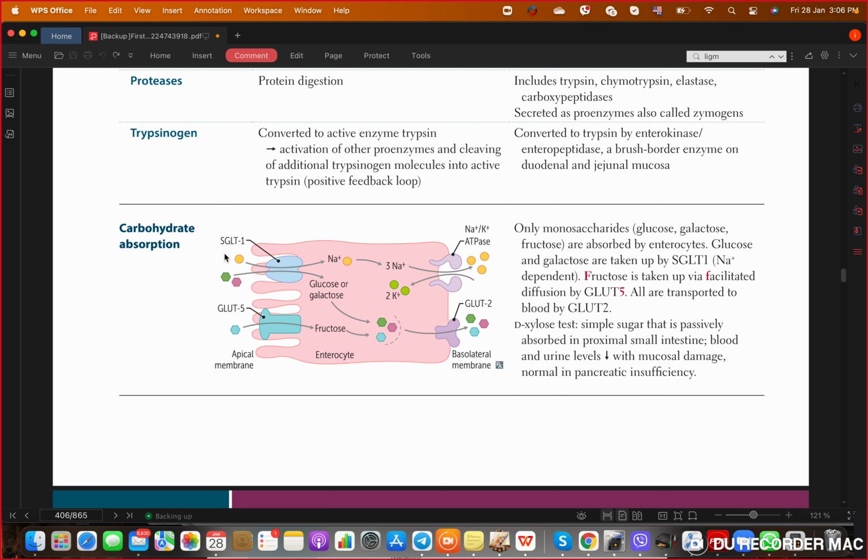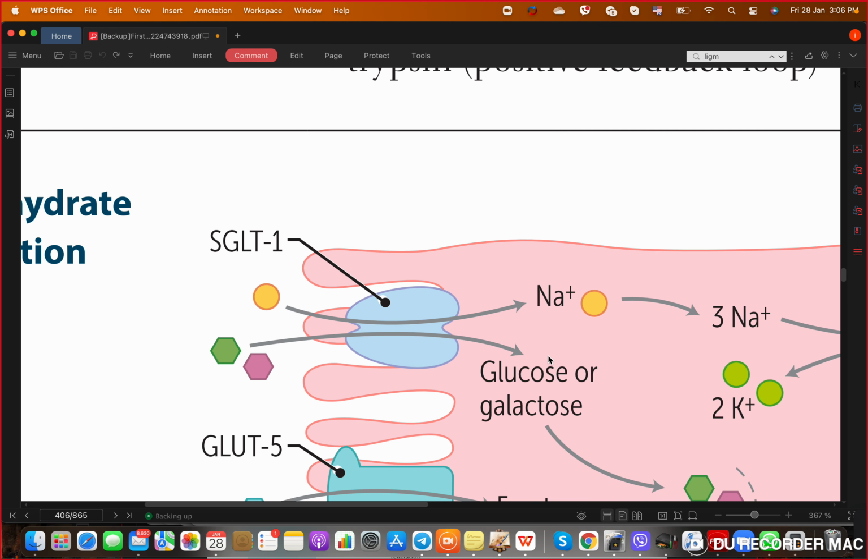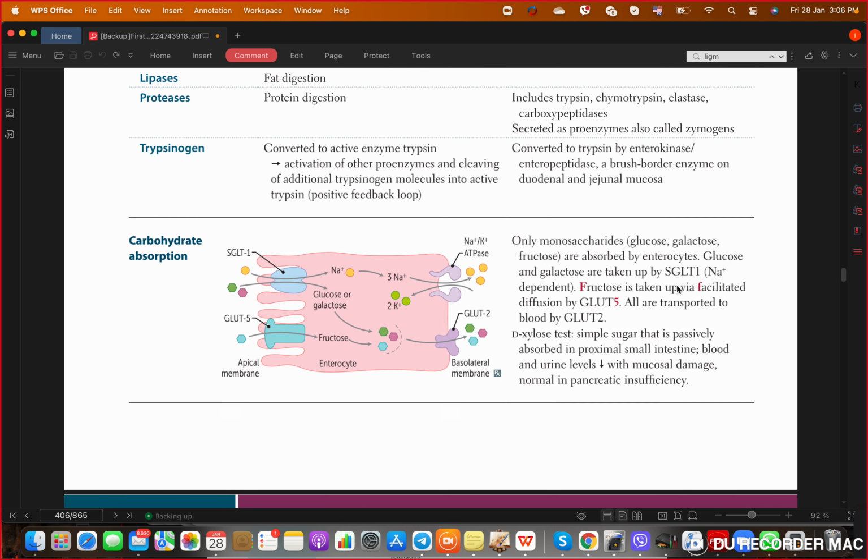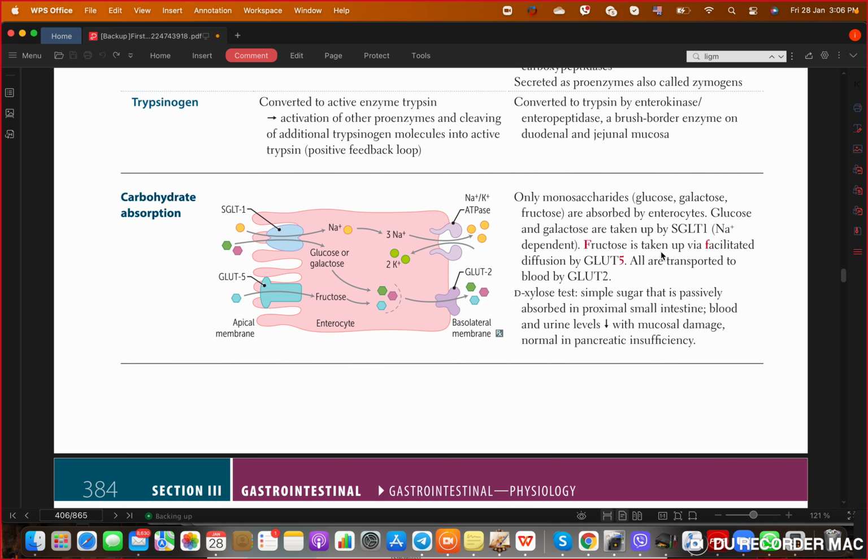Okay, so SGLT1 is located in the intestine. It's a sodium-dependent co-transporter, which means you cannot get the glucose into your body if you don't have the sodium. Let me really quick take a look. So, yeah, it takes glucose and sodium.